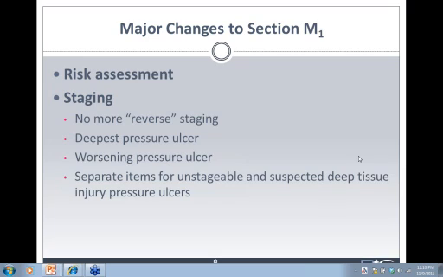The MDS also now tracks the deepest pressure ulcers, worsening pressure ulcers, and it separated out items for unstageable and SDTI, the suspected deep tissue injury pressure ulcers. And that caused a lot of confusion when the NPUAP updated their standards in 2007. They were finding a lot of miscoding out there as to what got coded under SDTI versus what was coded as possibly a stage 2 or unstageable.